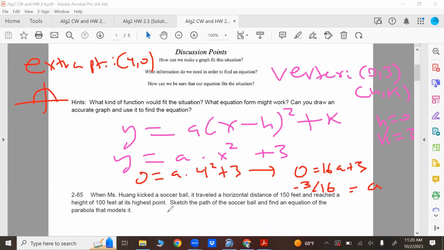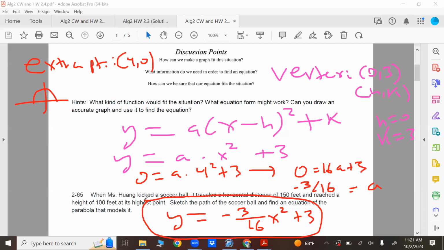So what's your final equation? y equals negative 3/16 x squared plus 3. And if I were to plug in 0 for x and 3 for y, it would work. If I plug in 4 for x and 0 for y, it would work. Plug in negative 4 for x and 0 for y, it still works. So if I'm plugging in all 3 of the points that I plotted according to the real life situation for the rabbit into the equation, it's going to make sense.